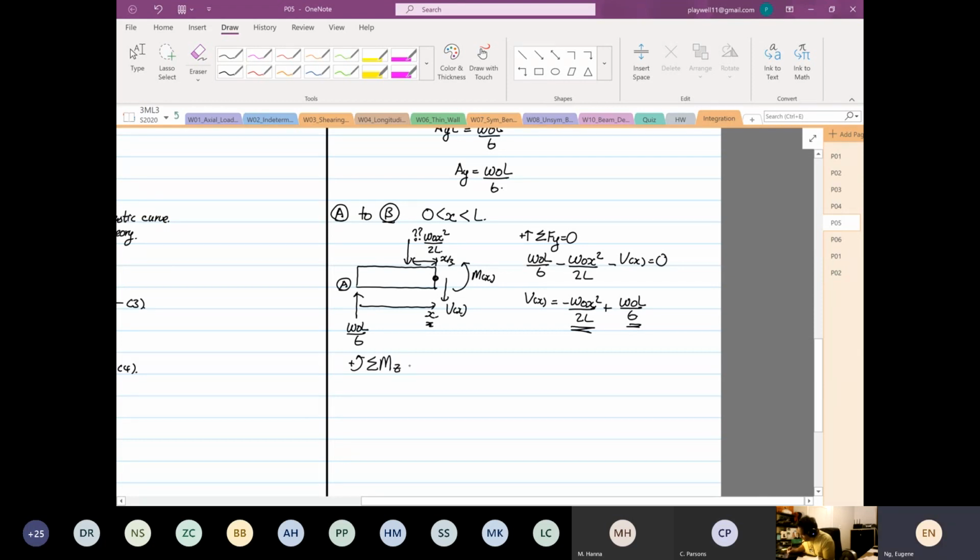in the z-axis as a function of x is equal to 0. So omega naught L over 6 is going to go clockwise, so it's equal to minus omega naught L over 6 x. And then you have plus omega naught x squared over 2L, and this will be x over 3, and then you have plus M as a function of x is equal to 0.